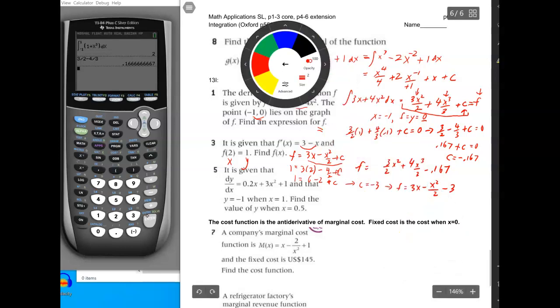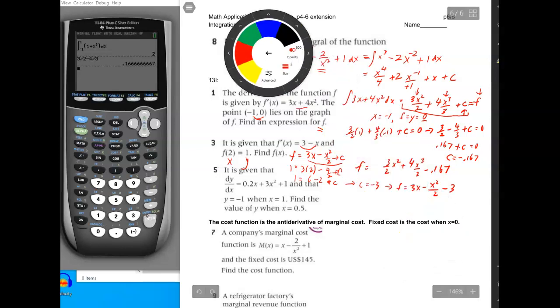Number 5. So number 5 says, it is given that dy dx, and all they're doing here is showing us a bunch of different notations just to remind us there's different ways of saying derivative. Dy dx is another way of saying derivative. So the derivative is 0.2x plus 3x squared plus 1. And they're giving us an x and y pair here, which we're going to use later to find out what c is. Find the value of y when x equals 0.5.